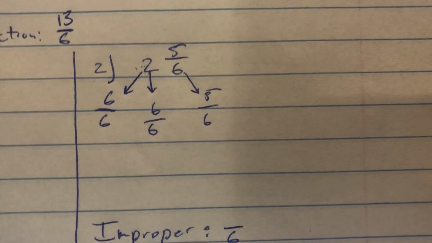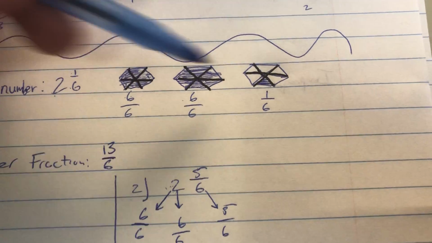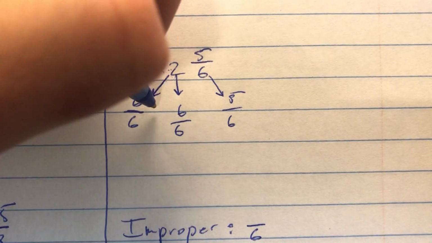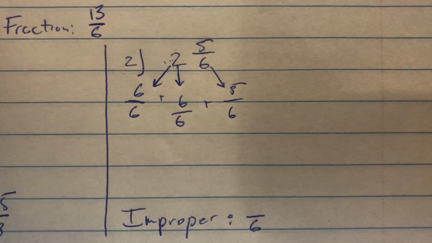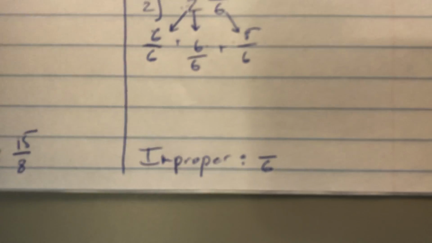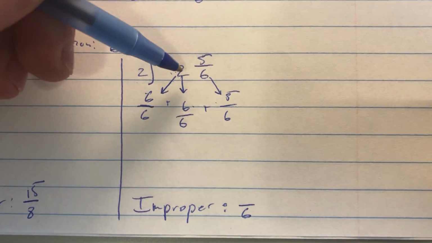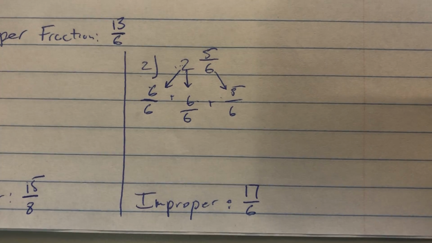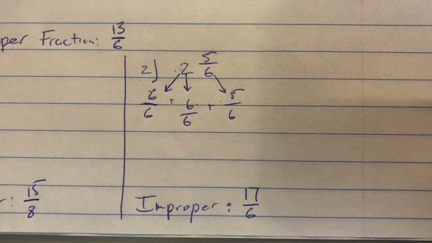And this still looks just like our example with pictures. I'm just going to add my numerators together. 6 plus 6 is 12, plus 5 more is 13, 14, 15, 16, 17. So my mixed number, 2 and 5/6, is equivalent to 17/6. Shoot your shot on your own. You got this.